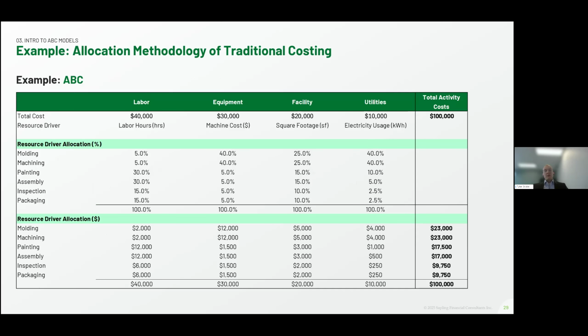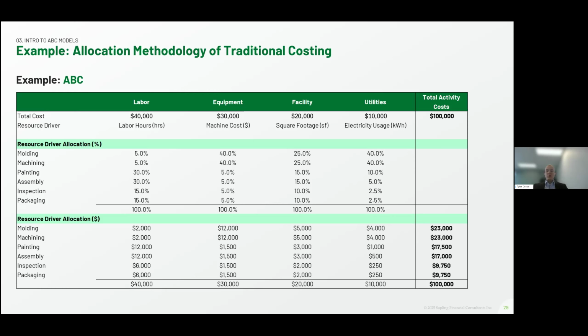Once these concepts have been identified, the ABC model can then be built out. In this first step, we're allocating the cost pools by resource to their related activities. As you can see, labor costs are being allocated by the labor hours associated with each activity, equipment by machine costs, facility by square footage, and utilities costs by electricity demand for each activity. The percentages shown in the resource driver allocation percentage section are the end results of these allocations for labor hours, machine costs, square footage, and electricity usage.